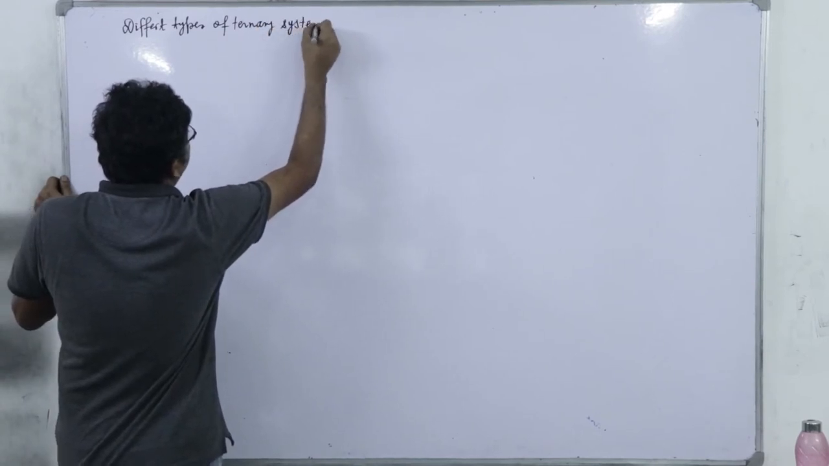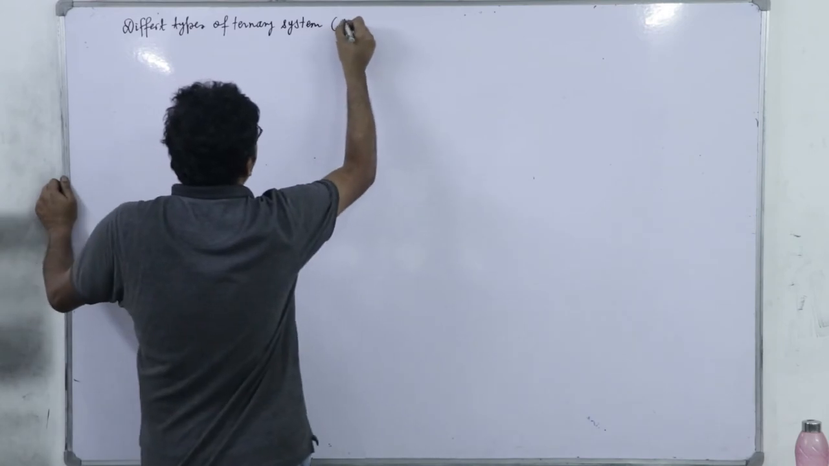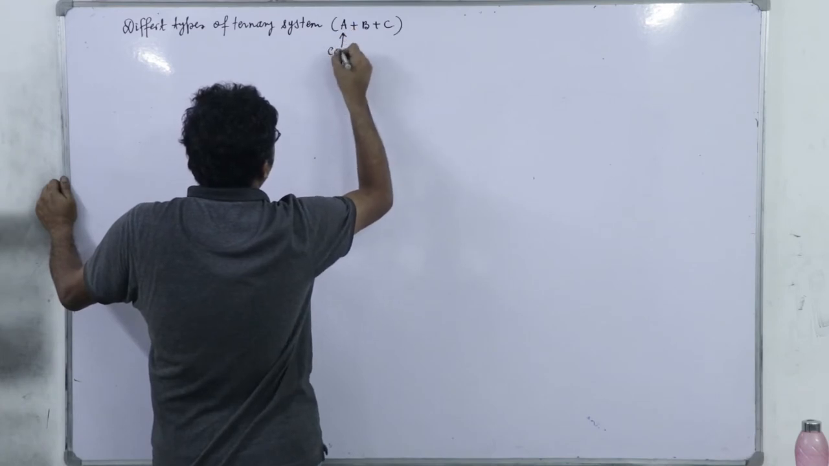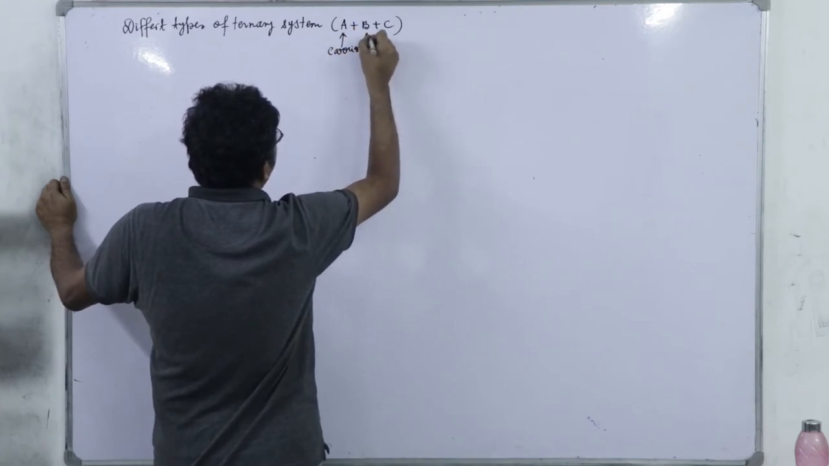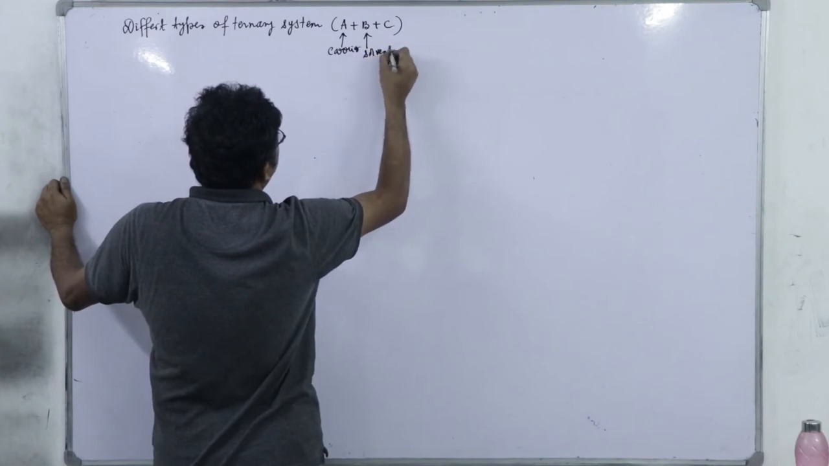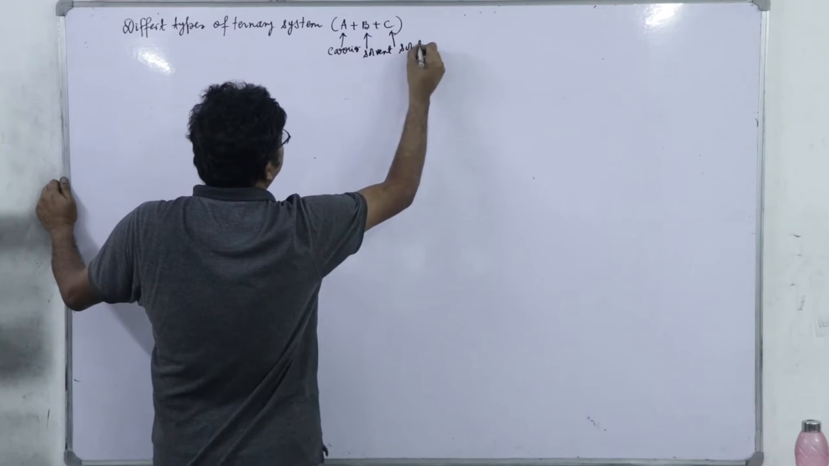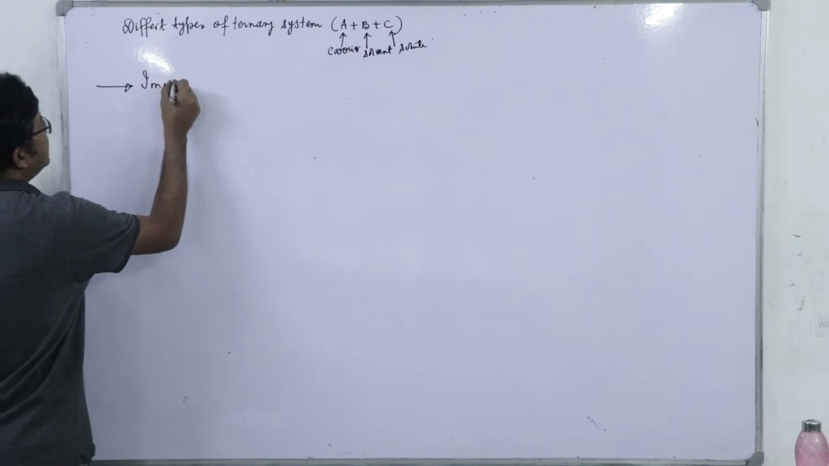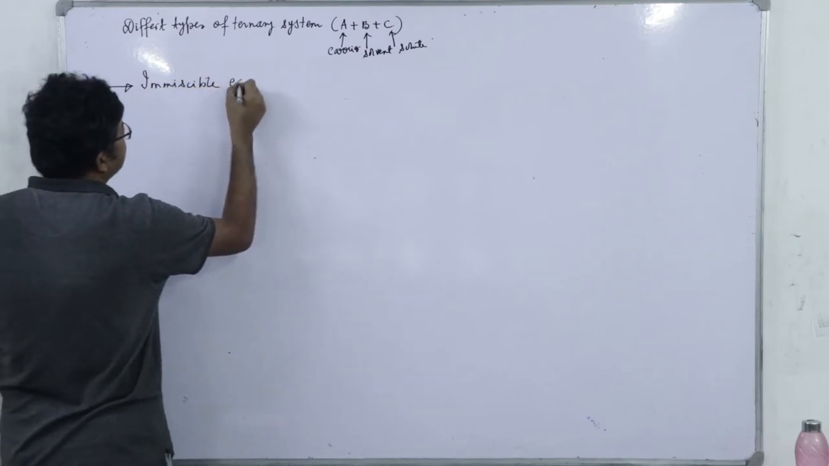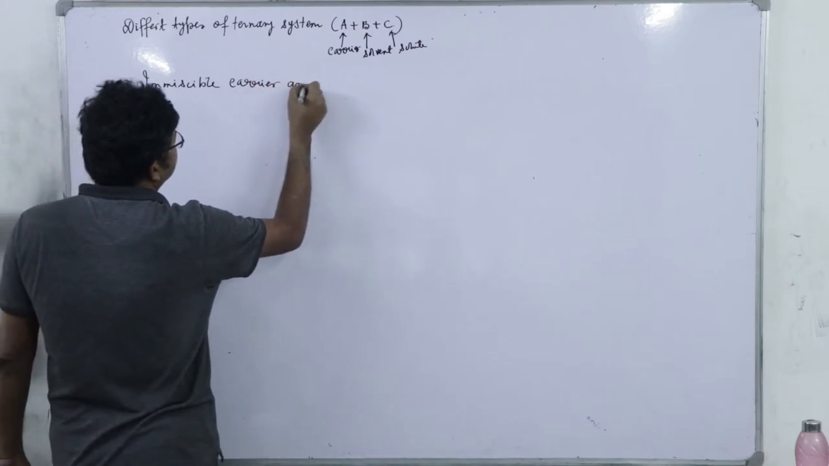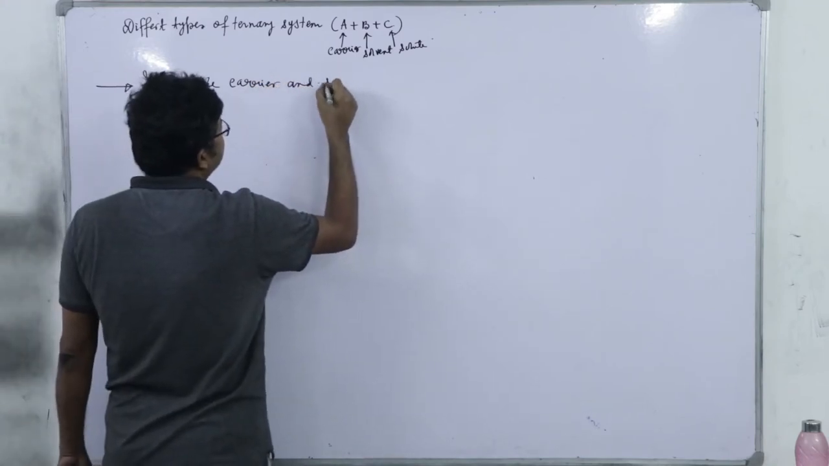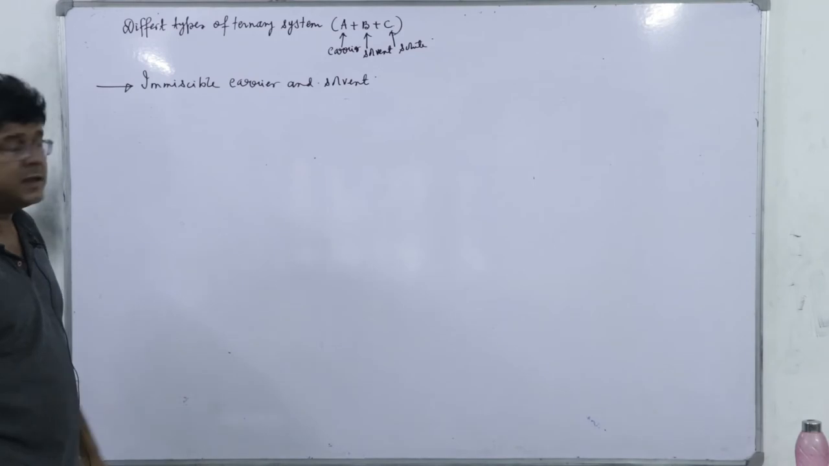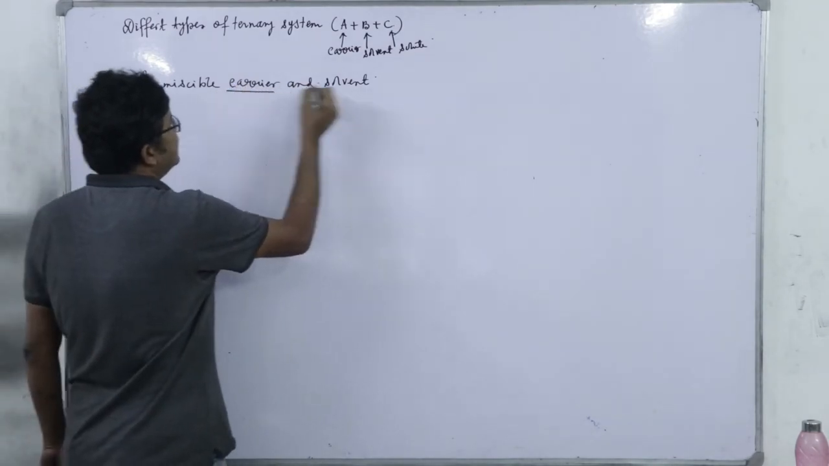So in the baseline, it will be a ternary system, right? A plus B plus C. A is the carrier, B is the solvent, and C is the solute. So the first one is immiscible carrier and solvent, right? So the carrier and solvent are immiscible. So this is highly preferable.